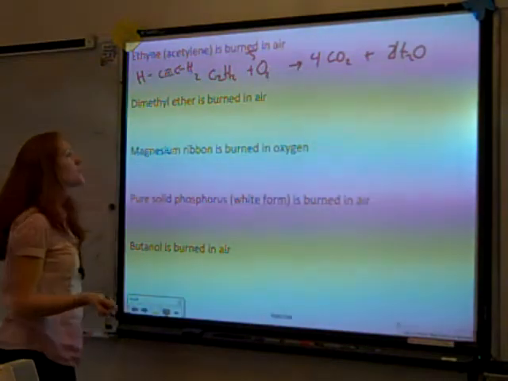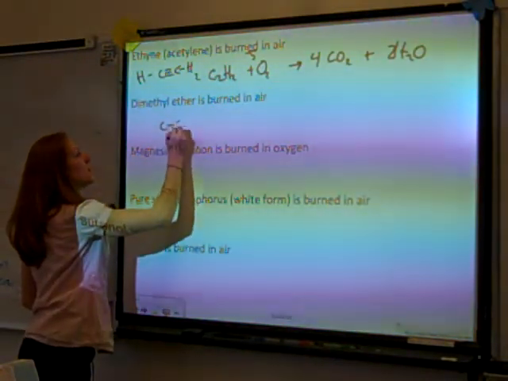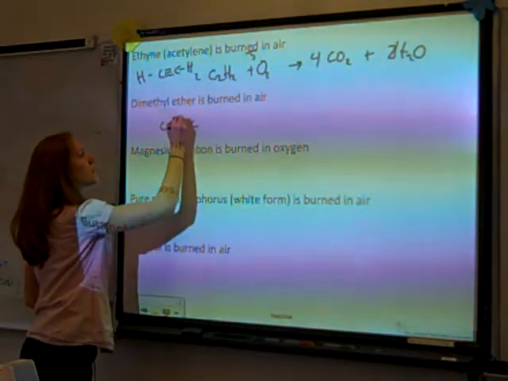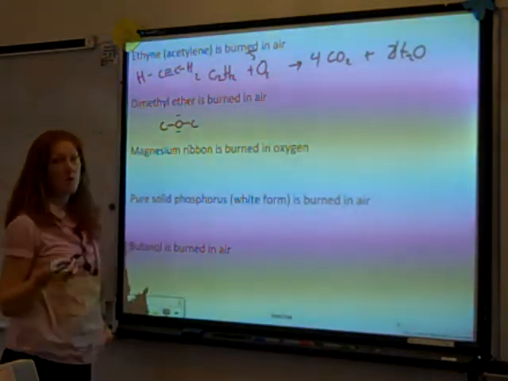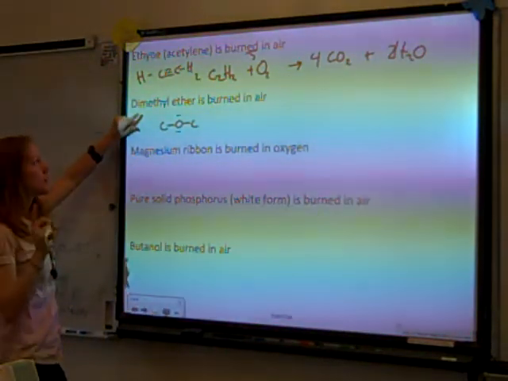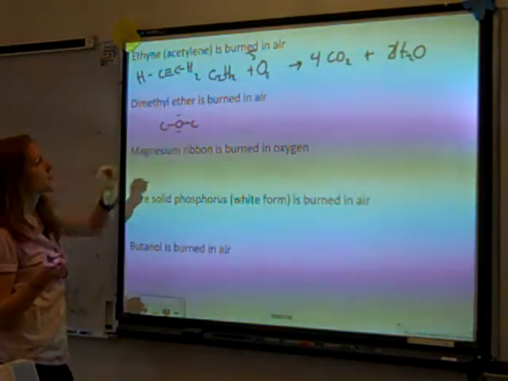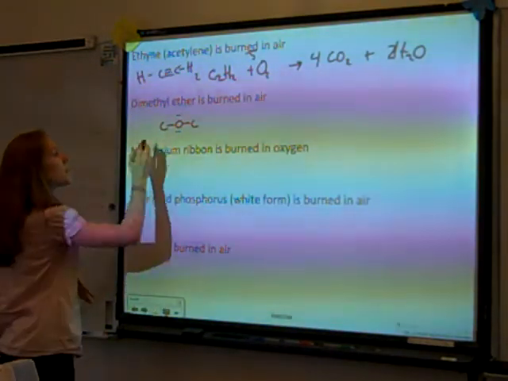Okay, so dimethyl ether. Ether is one of those functional groups. Ether is the functional group that goes C-O-C. And then we'll go ahead and make the number of bonds we need. Dimethyl, di means 2, meth means 1 carbon. So there's going to be 2 single carbon groups. Here's carbon, there's carbon. Those are the 2 single carbon groups.